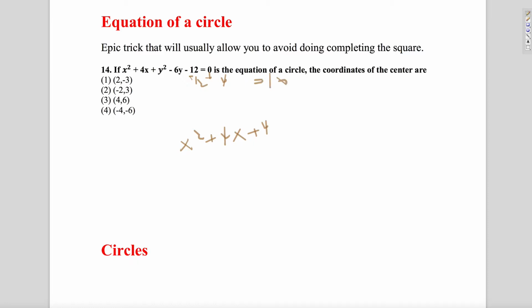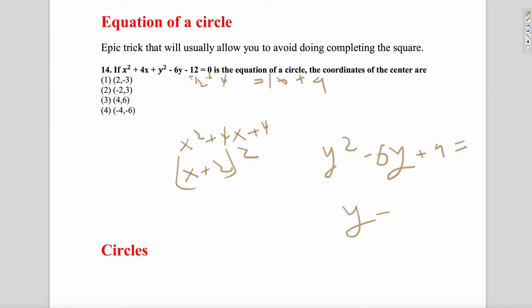is 16, okay? And then this will factor to x plus 2 squared, and then this inner term, it's going to be y squared minus 6y divided by 2 would be 3 squared, plus 9, and you'd have to add 9 to this side also. So then when you factor this, you'd have y minus 3 squared, and now that you have x plus 2 squared plus y minus 3 squared equals 9, that's actually the formula of a circle. The coordinates would then be negative 2 comma 3. Negative 2 comma 3, okay, choice 2.